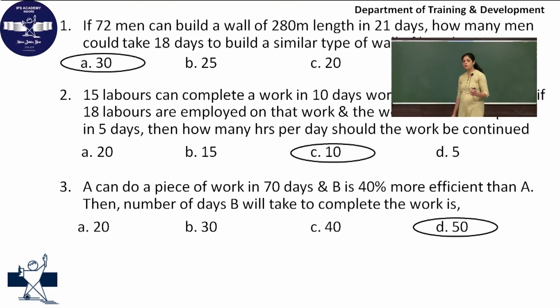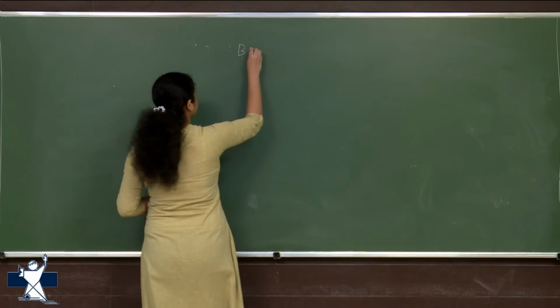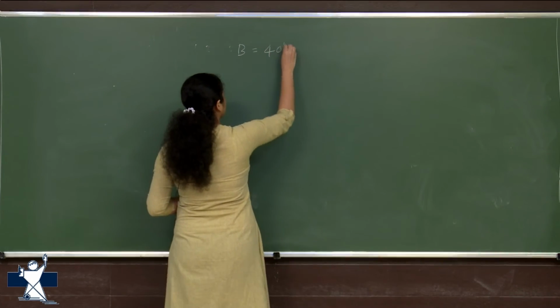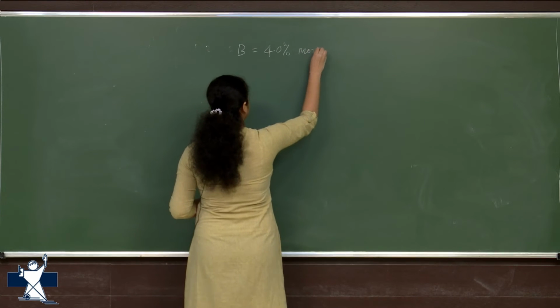Okay, okay. I'll solve it for the others. See, B is 40% more efficient than A.